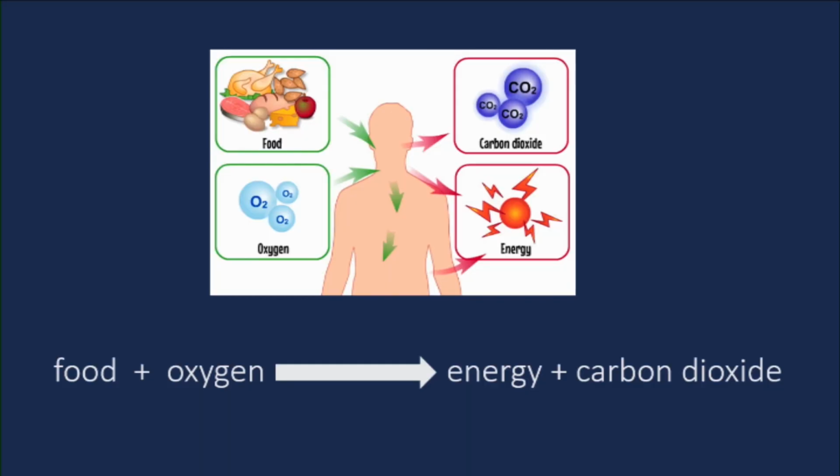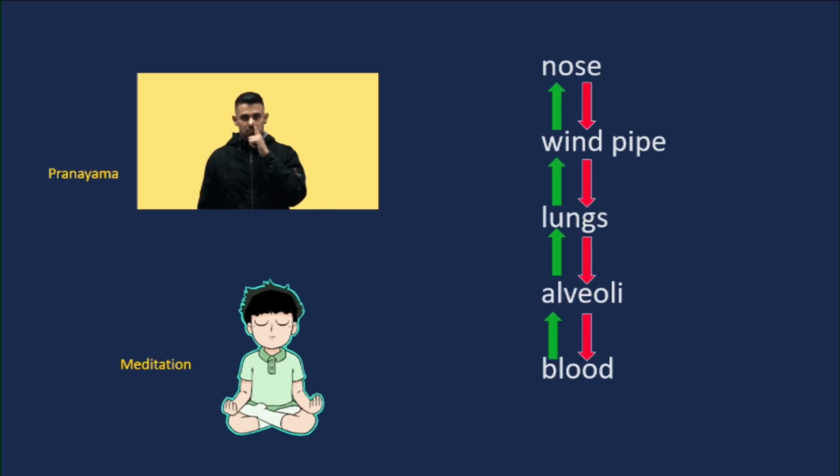This oxygen is used by the body parts to burn the food and release the energy. This energy is used for various activities of our body. Children, to inhale more air, we should do pranayama and meditation. When you inhale more air, more oxygen is supplied into the body and we get more energy.